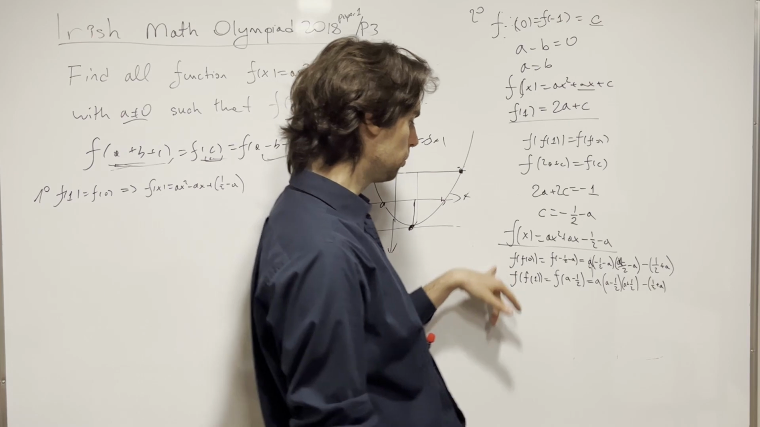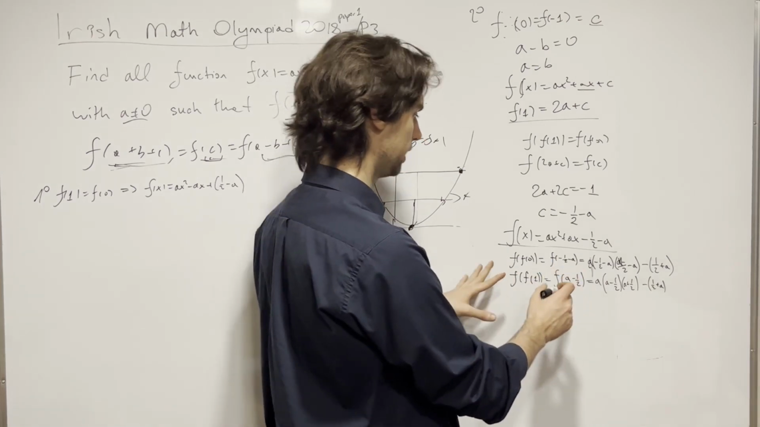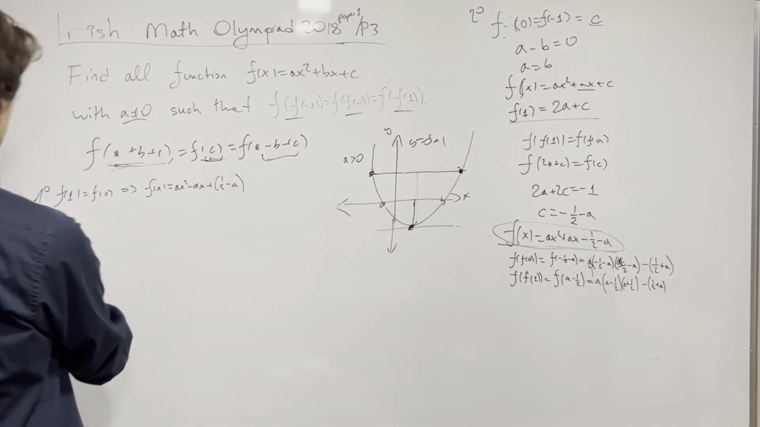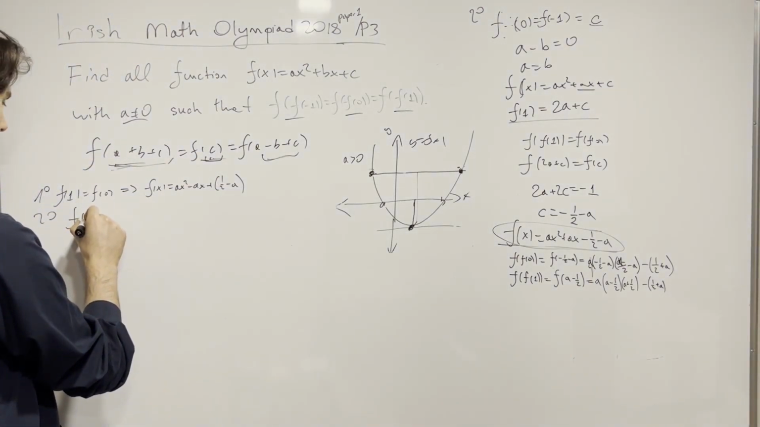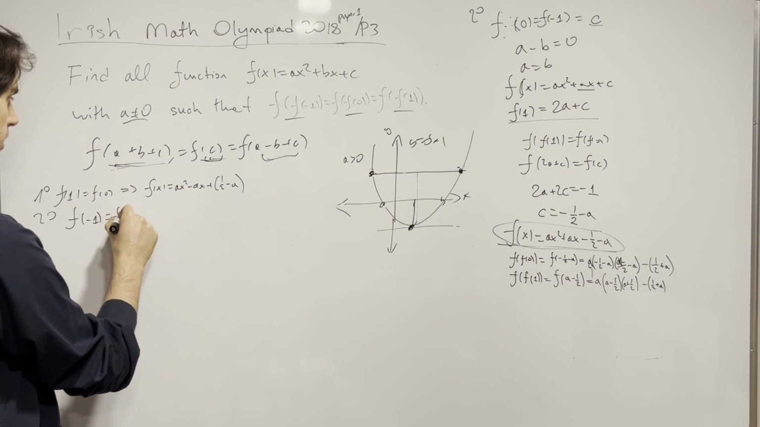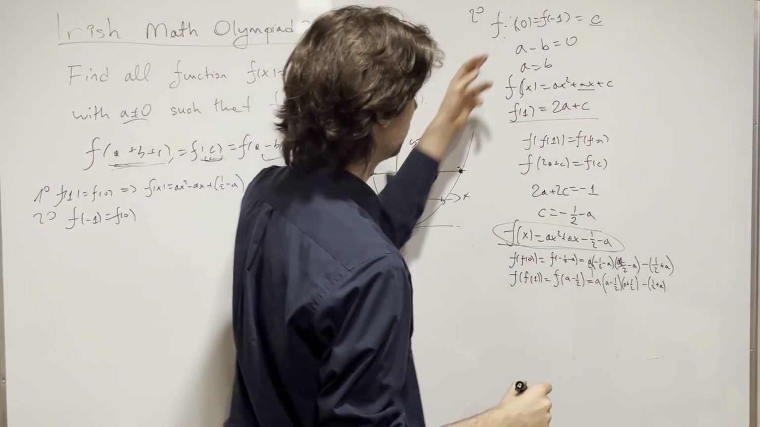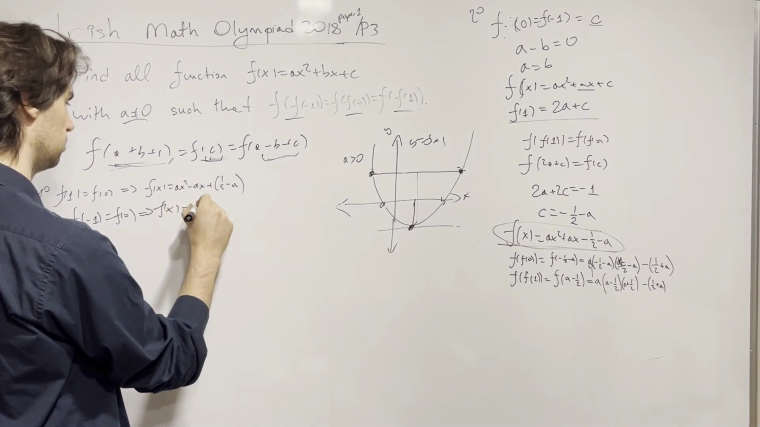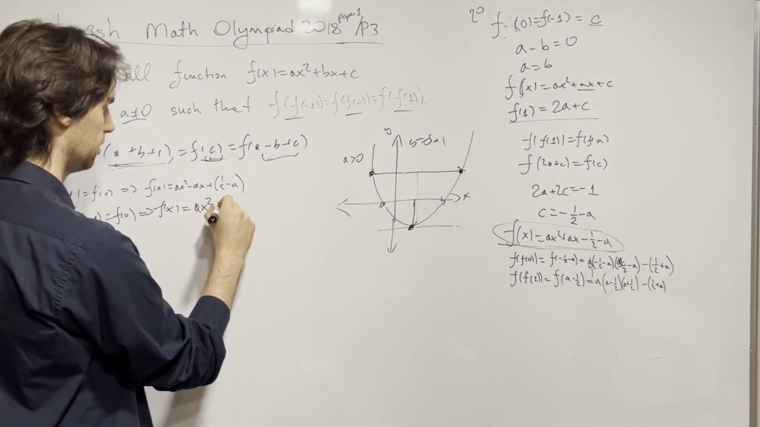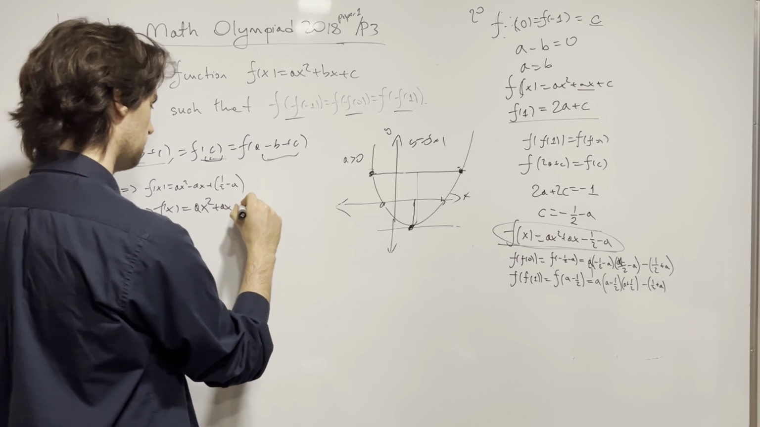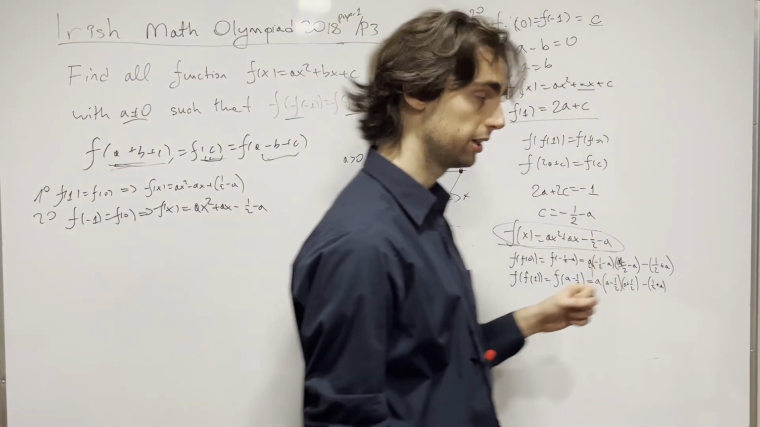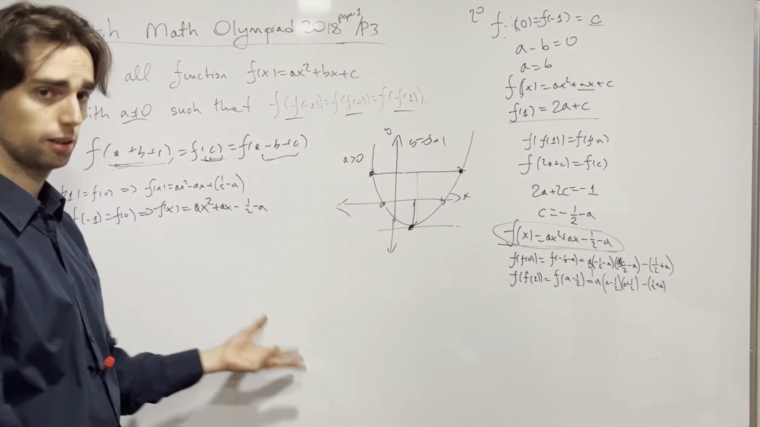So we've checked that this is actually the case, and now we have our solution from this case. If f of minus 1 is equal to f of 0, we have the solution f of x is equal to ax squared plus ax minus a half minus a. That's what we got here. And now we need to move on to our third case.